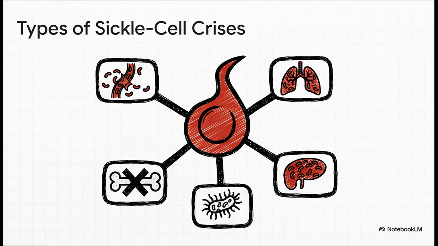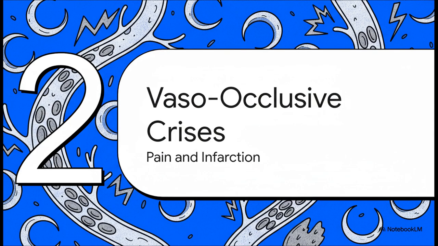You've got classic vaso-occlusive crisis. That's the one most people think of. Then there's the incredibly dangerous acute chest syndrome, which we'll definitely dig into. We also have two critical anemic crises we have to tell apart: aplastic and sequestration. And finally, you have crises sparked by infection, which, let's be honest, is often the match that lights the whole fire.